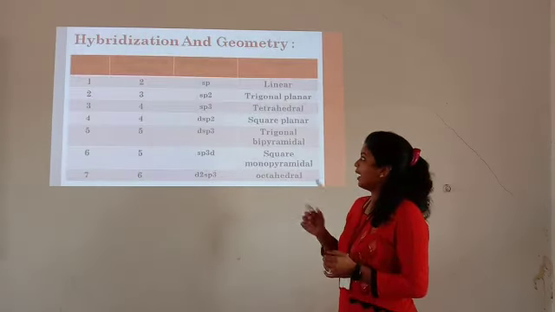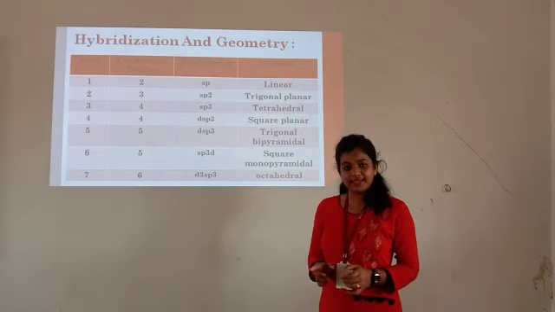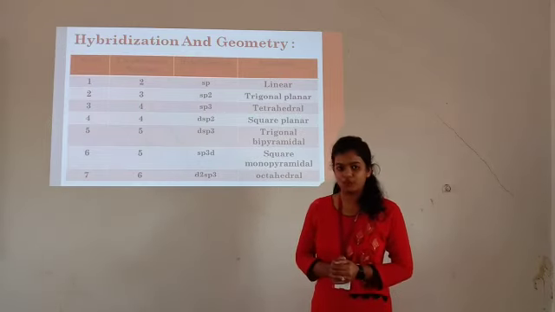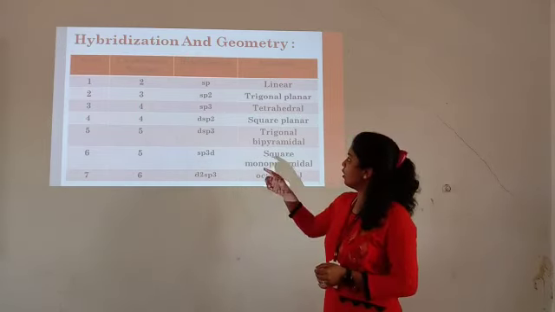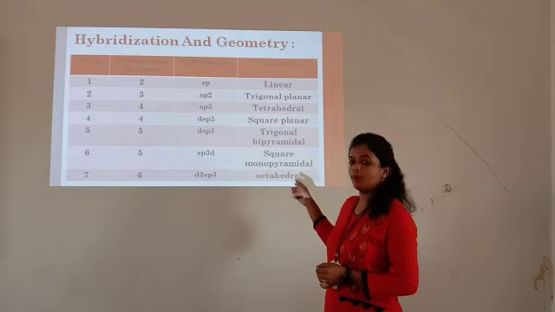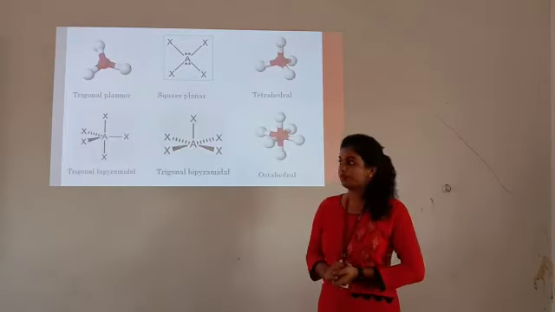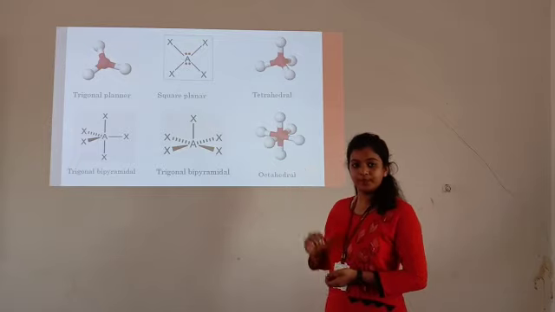Next. Hybridization and geometry. Hybridization is also an expansion of valence bond theory. In this given table, coordination number, hybridization and geometry are given. Next. It is the molecular geometry.